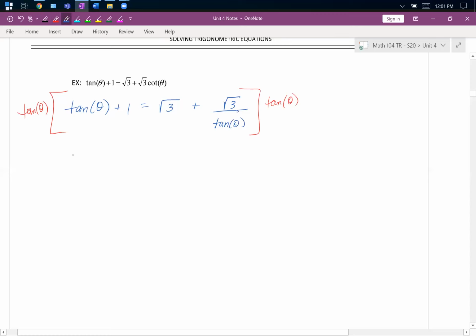Distributing that tangent on the left side gives us tangent squared plus tangent equals square root of 3 times tangent. And then here's where they cancel out and we're out of the denominator. Questions on anything we've done or why we've done it?